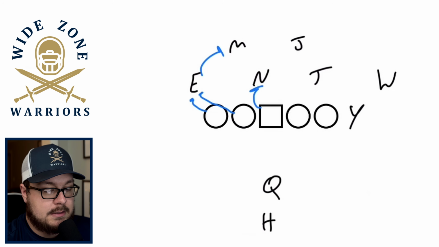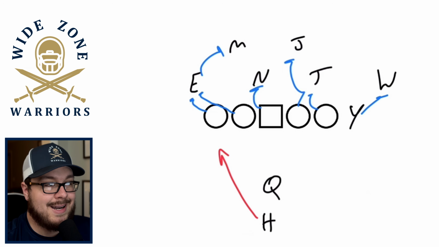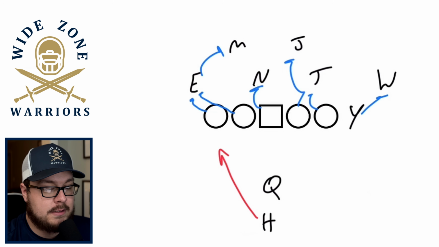And now the center is solo on the nose. We're going to get a backside guard and tackle combo on the 3, and now the tight end would be solo on the backside defensive lineman. So this would be 19. We're running wide zone here.